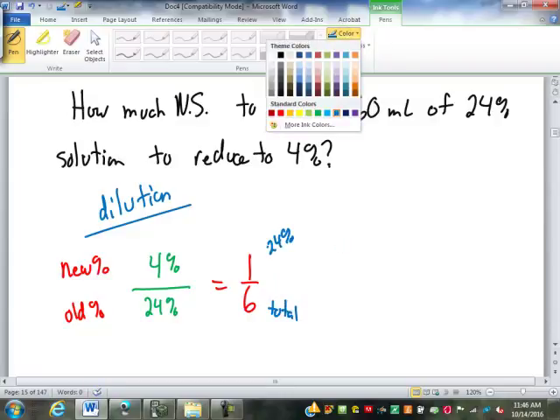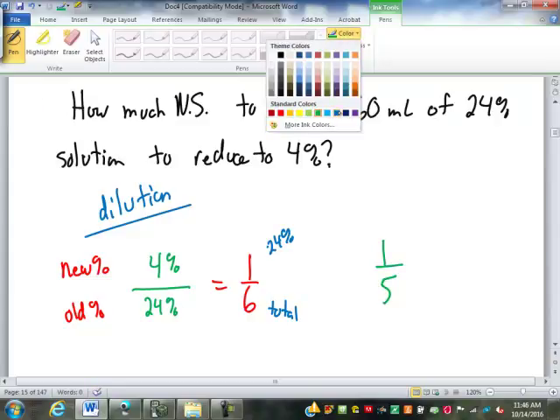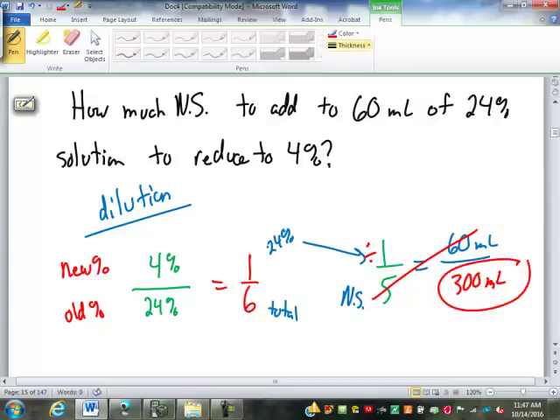We want to know how much neutral solution or normal saline to add to that. So I'm going to create the ratio of 1 to 5. The 1 is still our 24%, but the 5 now represents our water. 6 minus 1 gives us the 5. So now we have 60 milliliters of the 24% concentrate. We cross multiply and divide. 5 times 60 divided by 1 is 300 milliliters. What do you think?